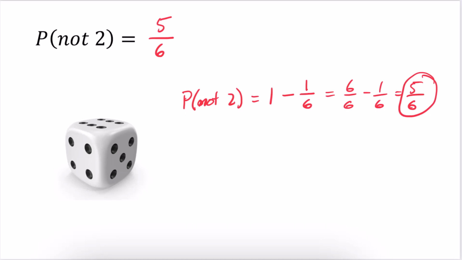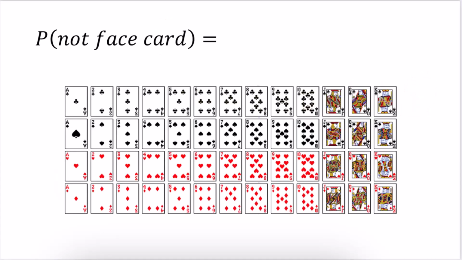So you can solve the "not" problems either way, but it is helpful to know that you can think about it this way. So why don't you try this one on your own? Look at this one and figure out the probability of randomly drawing a card from a standard card deck and having that card not be a face card. So pause this video and then restart it to see how I would solve it.